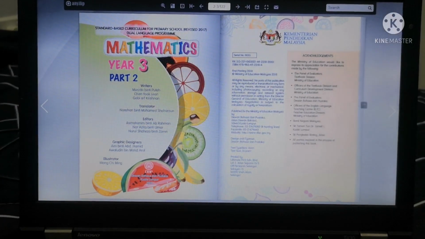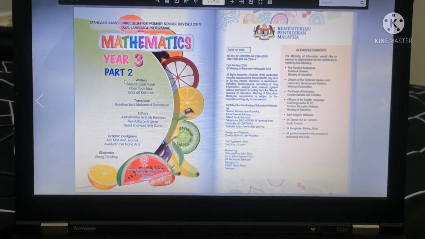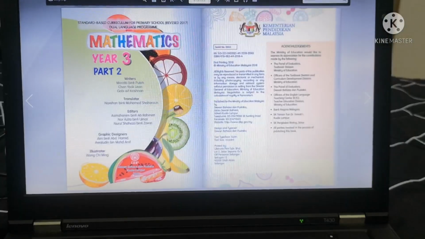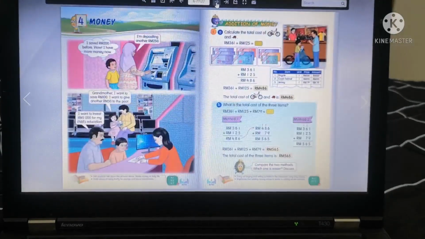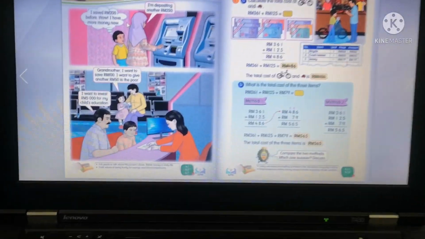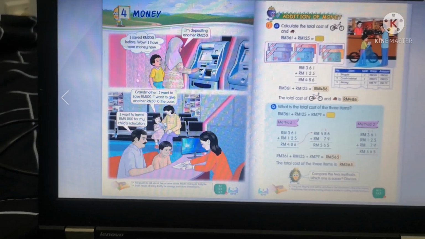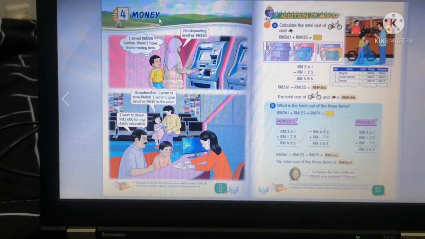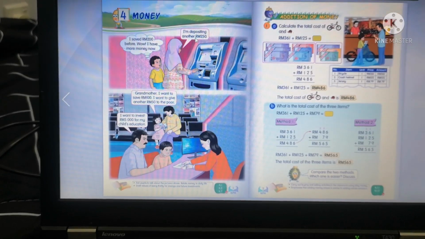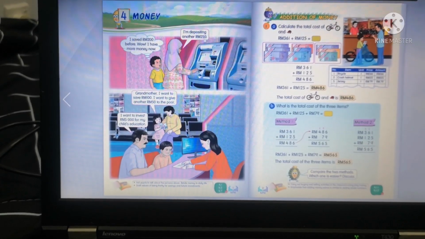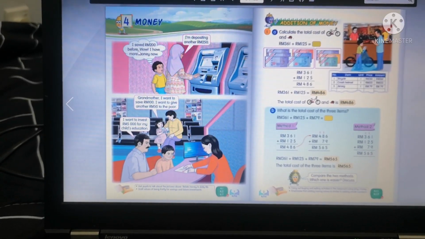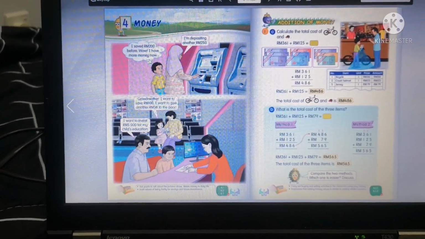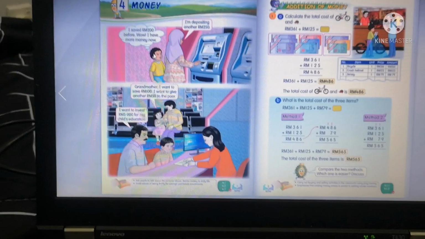Okay? Mathematics year 3 part 2. So we are going to a new topic. Money. If you look at the first page here, they give you the scenario. I'm depositing another RM250. The boy said, I saved RM200 before. Wow, I have more money now. He's thinking to himself. Can you see it?